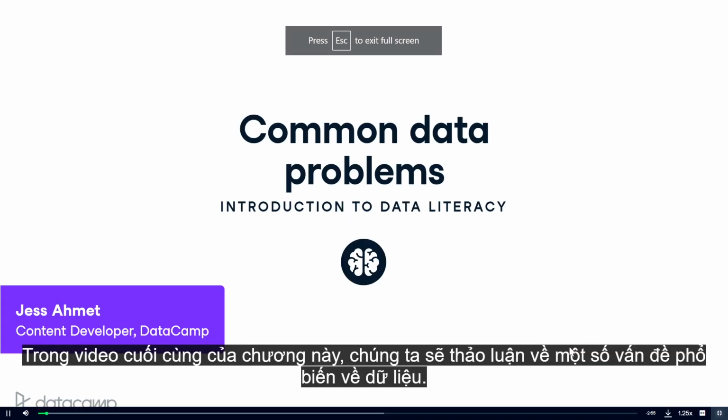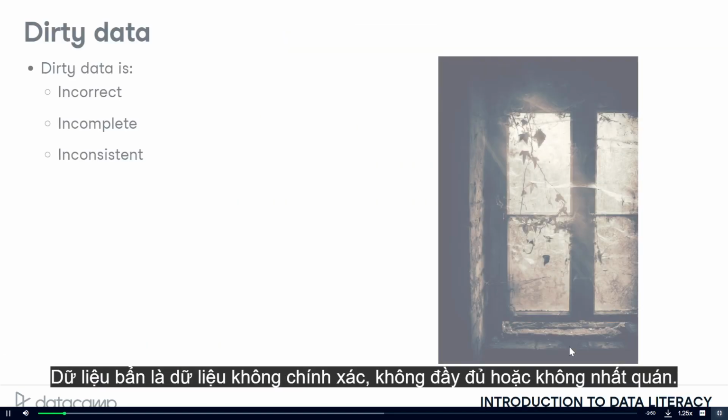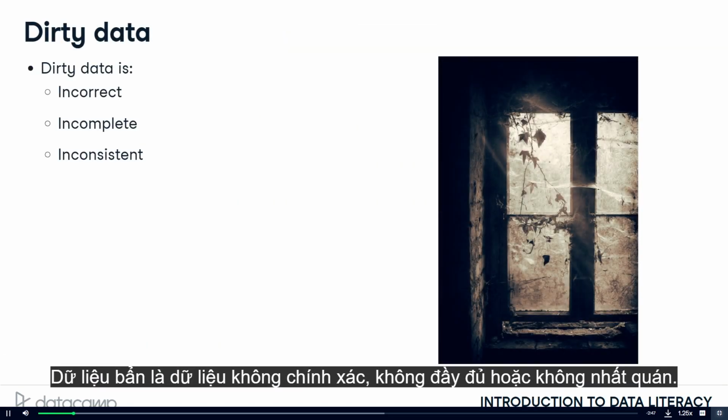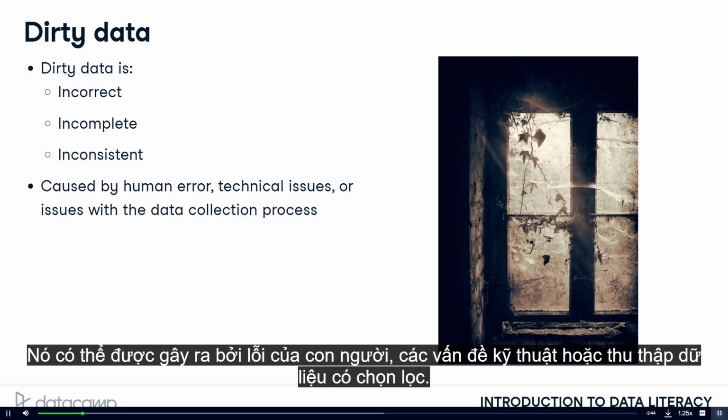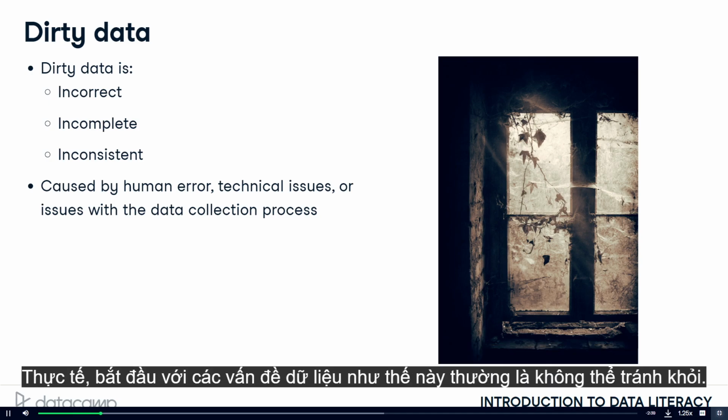In the final video of this chapter, we'll discuss some common data problems. Dirty data is incorrect, incomplete, or inconsistent data. It can be caused by human error, technical issues, or selective data collection. Realistically, starting out with data problems such as these is usually unavoidable.